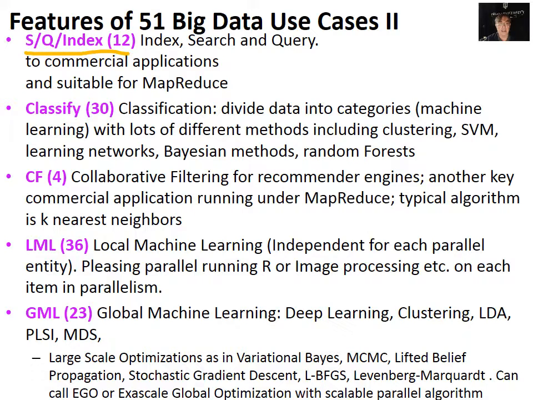First is the classic database category. You do a search, a query, and an index. 12 of the 51 were in that category. These, of course, can in the modern world use MapReduce or a MapReduce enhanced database like Hive or Drill, or else you can use classic databases.